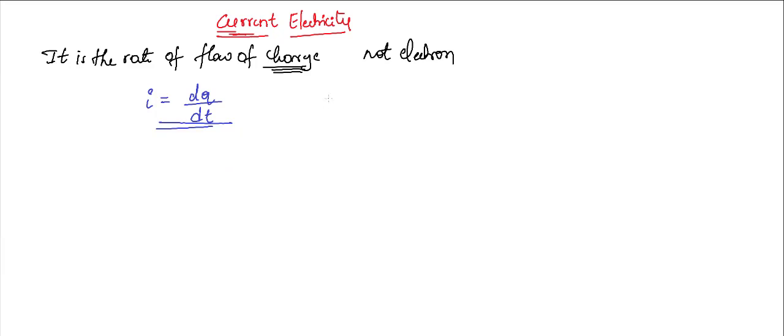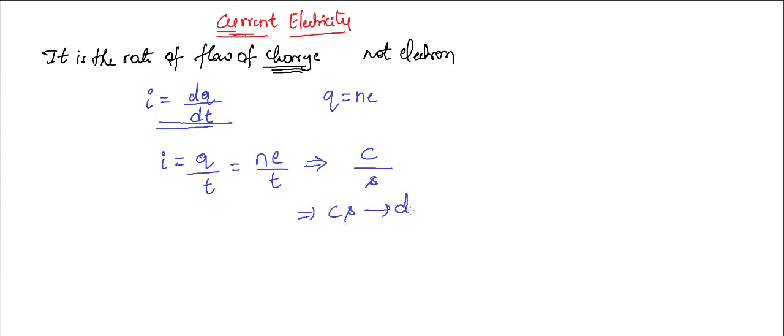We have q = ne, which you have studied in 10th or 11th class. Before going to this differential form, I will consider the normal form I = q/t. Now we can write q in the form of ne, so I = ne/t. It is the charge per unit time. What is the unit? For charge it is coulomb and for time it is second, so it has coulomb per second.